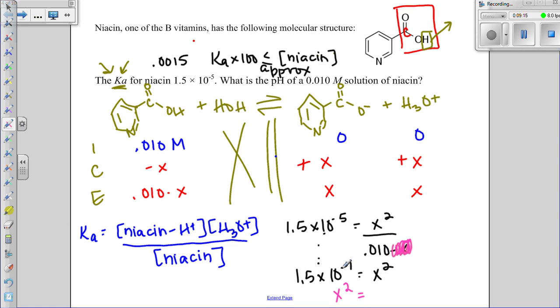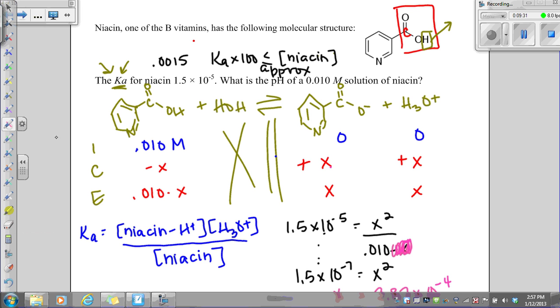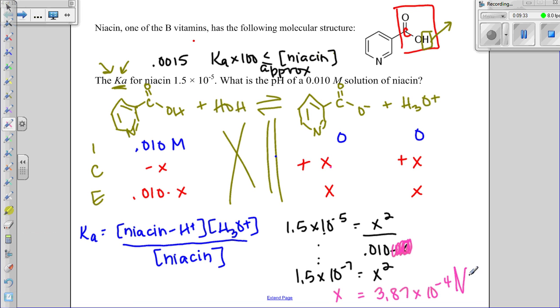So now I want to do the square root of the 1.5 times 10 to the negative seventh. When I do that, I get 3.87 times 10 to the negative fourth. Whoops, not the X squared, that's just X. Sorry about that. This would be a concentration. So that is the concentration of this ion and the hydronium ion.